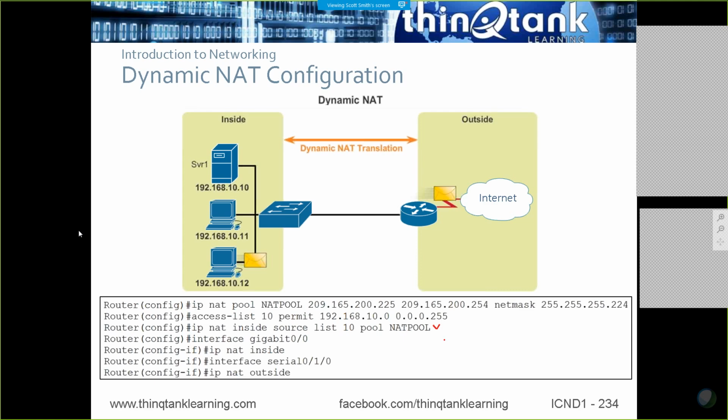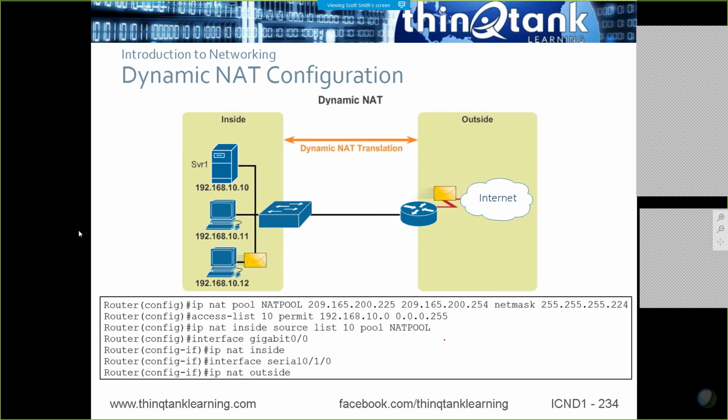And then I just turn on NAT on the inside and outside interface. Now there's a huge limitation to this type of NAT, isn't there? Because how many people can go out to the internet? However many addresses there are in the pool. Not 10. 10 doesn't have anything to do with the number of hosts. 10 is the access list number.